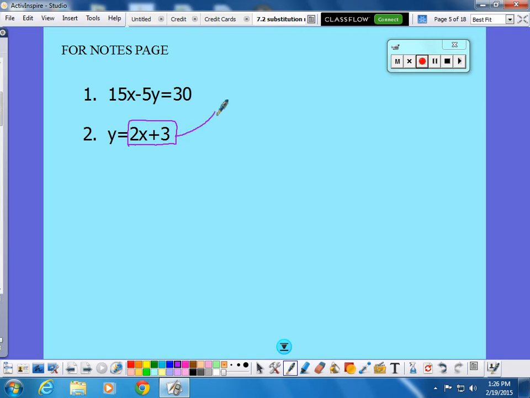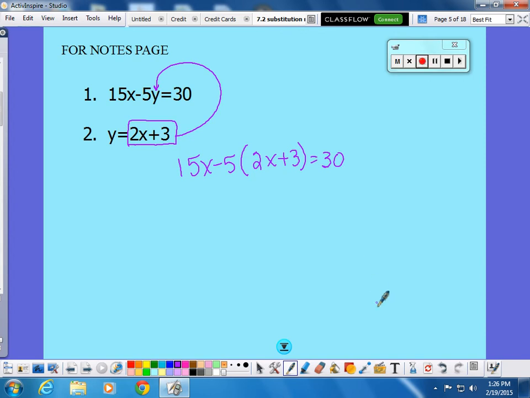And into this other equation, just like subbing into a ball game, right? I'm going to take this player out. This y is coming out. And this amount is going in. So I've solved for y. I'm going to plug in for y. That's going to leave me x's in my equation. I'll have 15x minus 5, and then instead of a y, I'll have 2x plus 3 equals 30. And that's that new equation I was talking about.